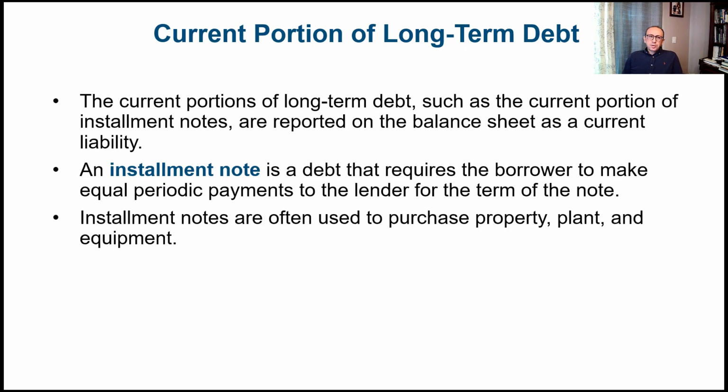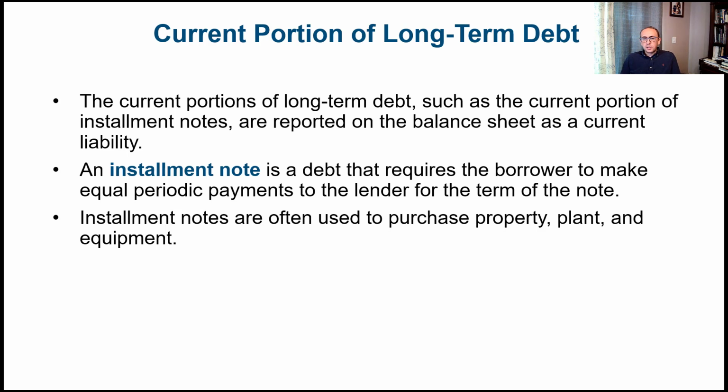Something called the current portion of long-term debt, that's another example of a short-term liability. So the current portion of long-term debt, such as the current portion of installment notes, is reported on the balance sheet as a current liability. An installment note is a debt that requires the borrower to make equal periodic payments to the lender for the term of the note. Installment notes are often used to purchase property, plant, and equipment.